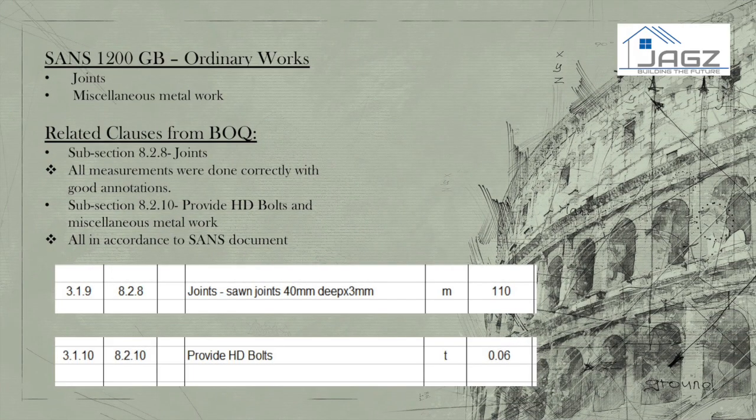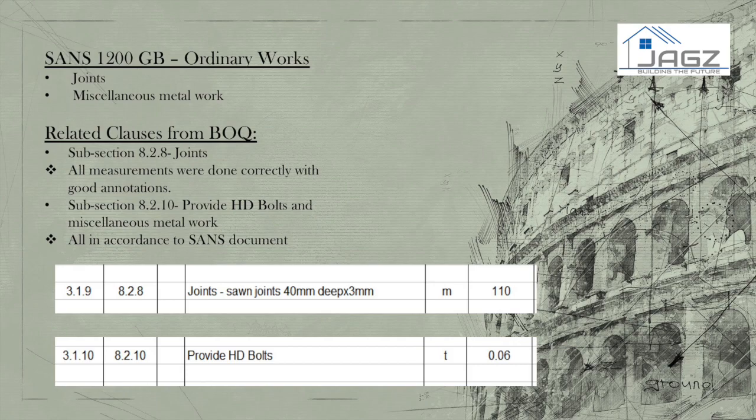Subsection 8.2.8 Joints. The joints description includes movement joints and any other designated joints. The unit of measurement is meters. Only designated joints shall be measured as described in clause 2.3.3 in the SANS 1200 GB. The length shall be the length as specified on the drawing. In comparison to case study 1, joints have been measured in accordance to the SANS requirement, and the unit of measurement is in meters as specified.